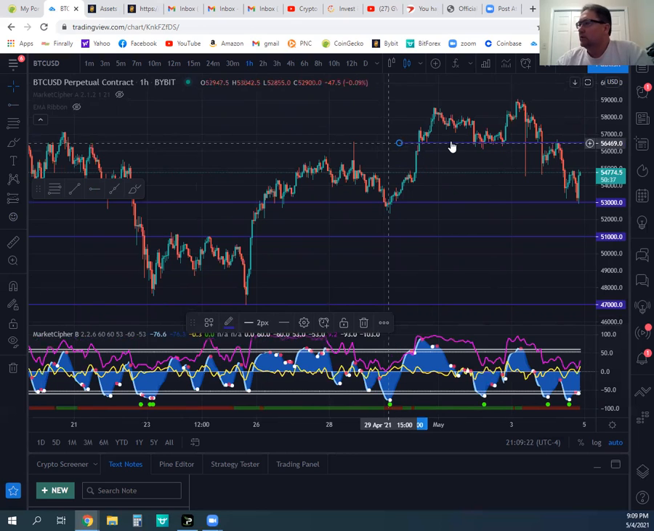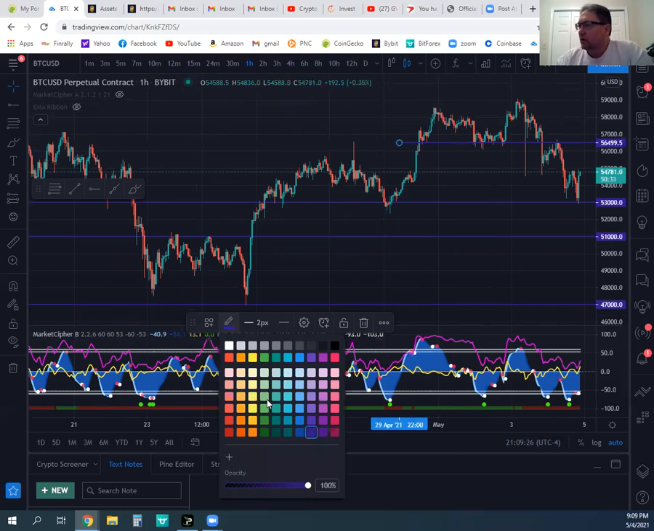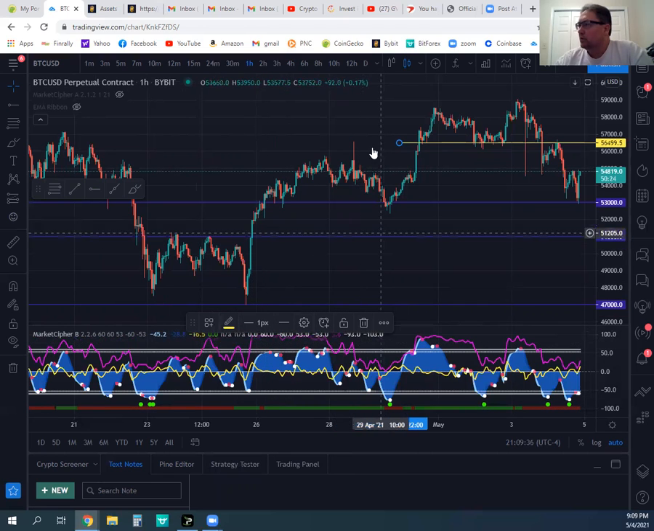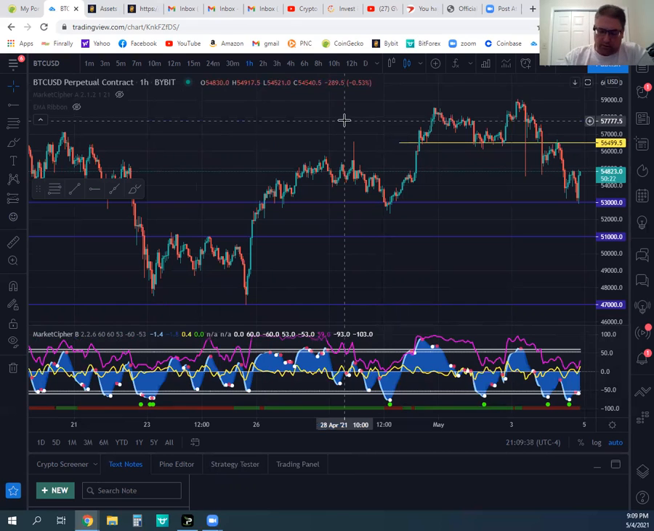We're going to change this to a different color. We'll go yellow. We'll do 1 pixel, not 2. Okay, so the 1 hour is yellow. Support and resistance.